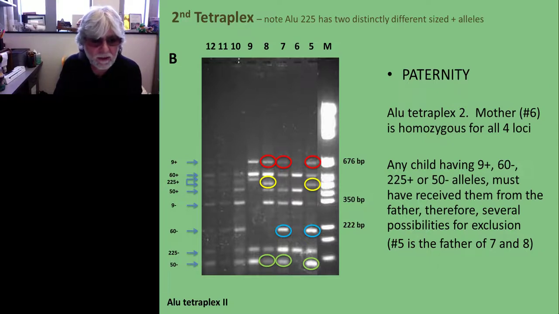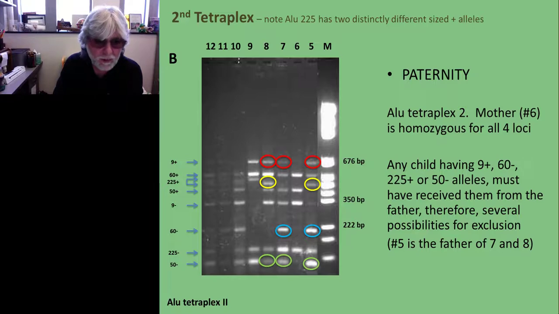Okay, child number 7 got a band that's not present in the mother, which is 60 minus, but got that band from the father. And as we continue, number 225, which is an unusual situation, which I don't have time to talk about, but would gladly discuss. I have a paper on that one. And so child number 8 got that from the father.